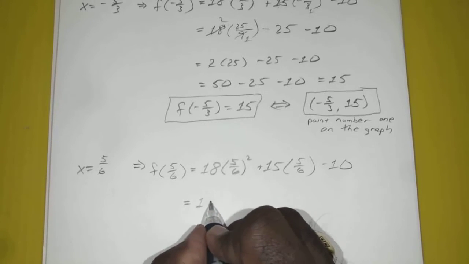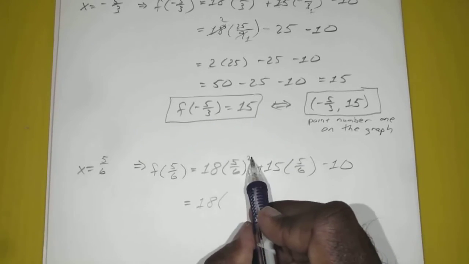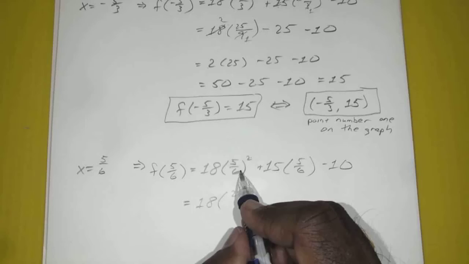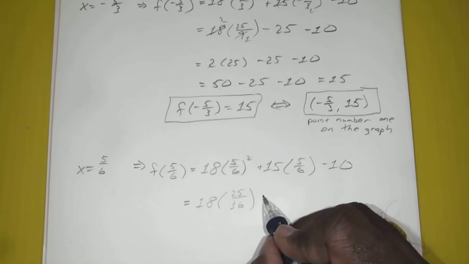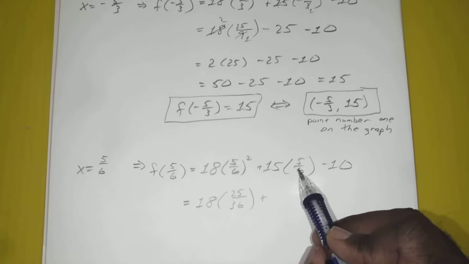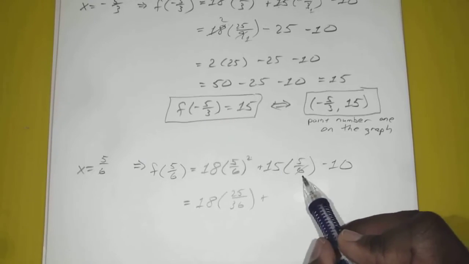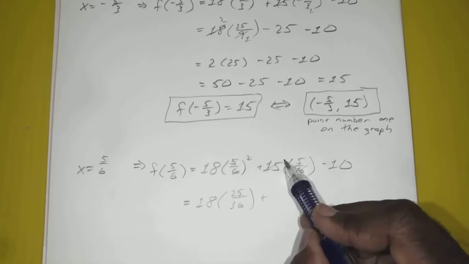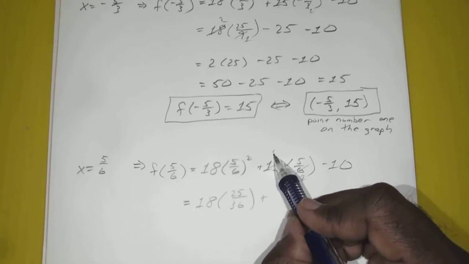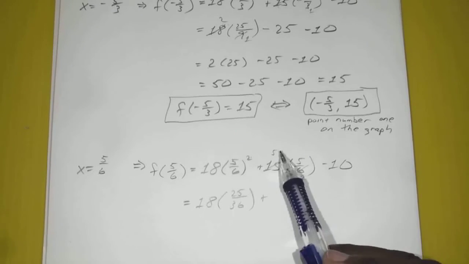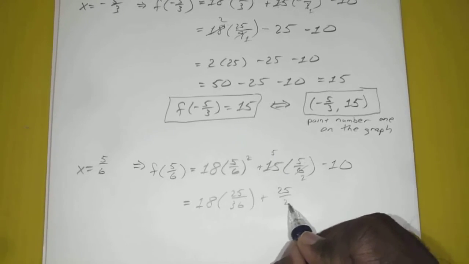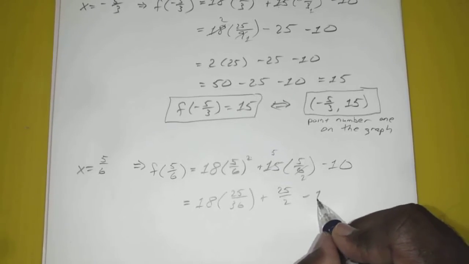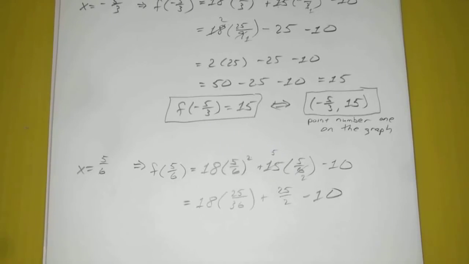So we have 18. 5 squared is 25. 6 squared is 36. Plus 6, 3 goes into 6 twice. And 3 goes into 15 5 times. So we have 5 times 5, which is 25, over 2, minus 10.